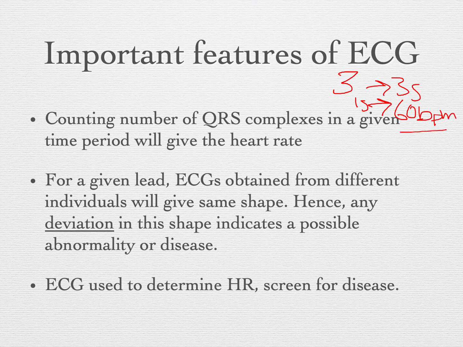The next point is that for a given lead, the ECGs obtained from different individuals will give the same shape. Hence, any deviation in this shape indicates a possible abnormality or disease. So just to conclude, the functions of the ECG are to determine the heart rate and to screen for disease.